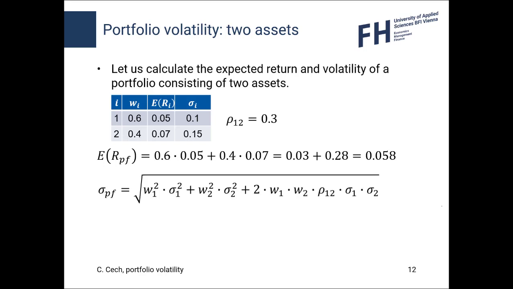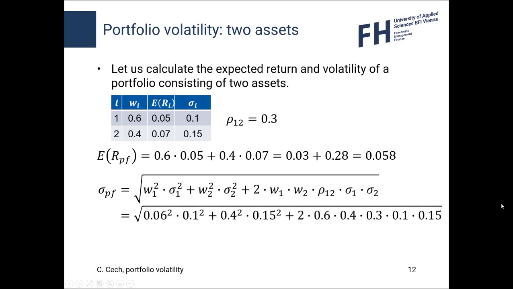Now let's calculate the portfolio volatility. We use the second formula. What we have to calculate is weight 1 squared times sigma 1 squared plus weight 2 squared times sigma 2 squared plus 2 times weight 1 times weight 2 times correlation 1,2 times sigma 1 times sigma 2, and then take the square root. We see the respective values in the table here.